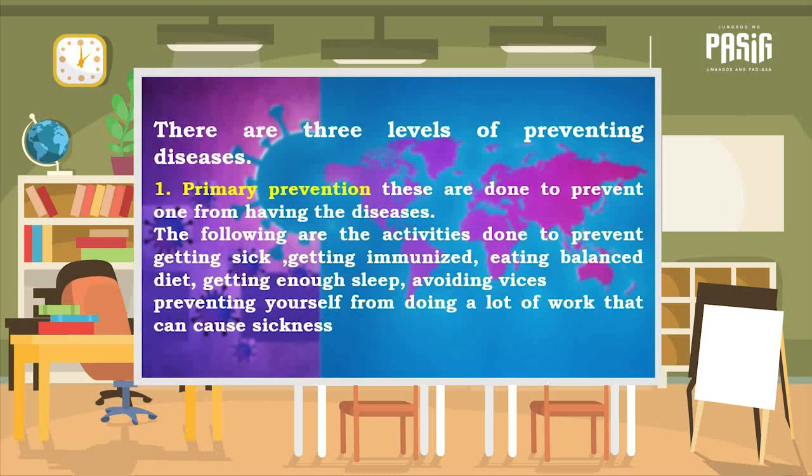The primary prevention. These are done to prevent one from having the diseases. The following are the activities done to prevent getting sick: getting immunized, eating a balanced diet, getting enough sleep, avoiding vices, and preventing yourself from doing a lot of work that can cause sickness.